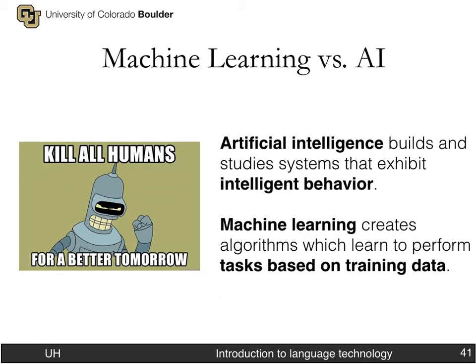So I'd like to clarify something. There's a lot of talk about artificial intelligence in the media, and this is a term you almost never hear in NLP or language technology contexts. And that's because it's a very vague term. We use it to describe any system that exhibits intelligent behavior. Instead, you hear a lot about machine learning. And as we saw, this is the area of computer science that creates models that can learn to perform specific tasks based on training data.